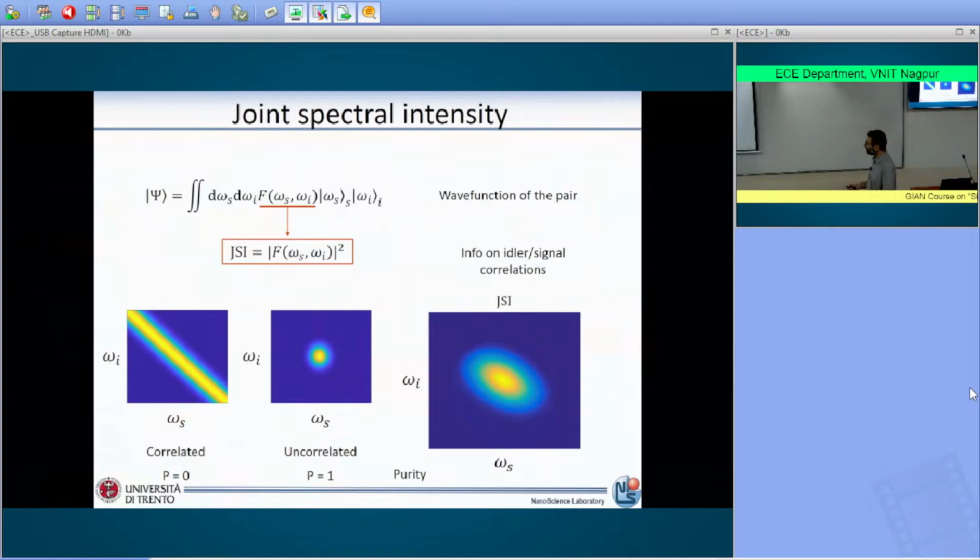On the other hand, when the two photons are strongly uncorrelated, the joint spectral intensity has the shape of a dot, a square. That means that knowing the energy of the signal photon, meaning if you draw a vertical line here, the energy of the idler photon is undetermined. So we do not have a strong correlation between the two.